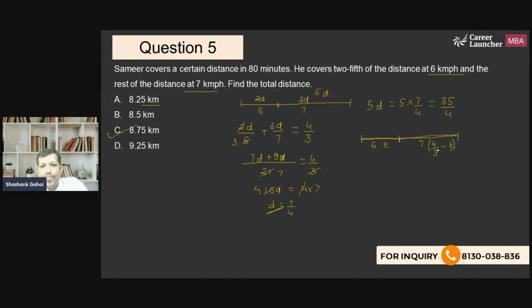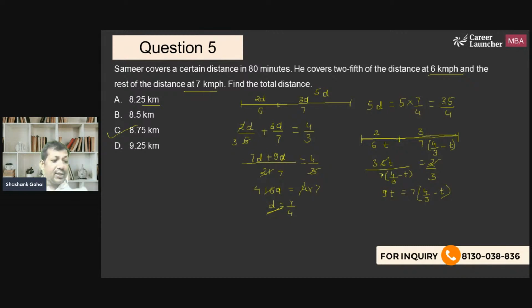ठीक. Now these two distances are in the ratio of 2:3. It means 6t upon 7 times 4 upon 3 minus t is in the ratio of 2:3. So यहाँ से अपना कट जाएगा, 3 बचेगा. You can simply solve it. So basically I can say that 9t is equal to 7 into 4 by 3 minus t. And from here you can calculate the value of t. Then you can calculate the value of distance.